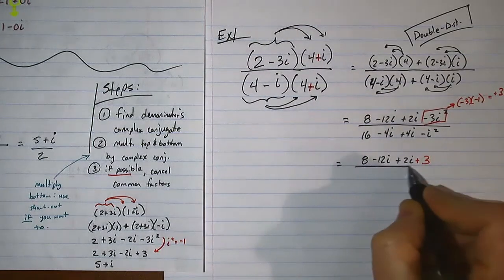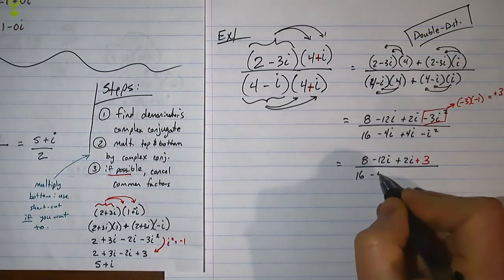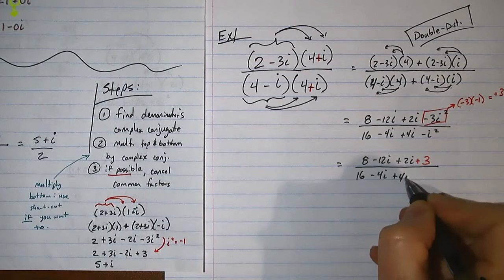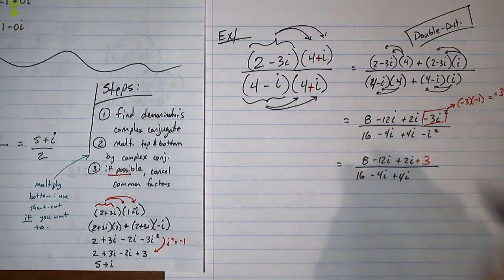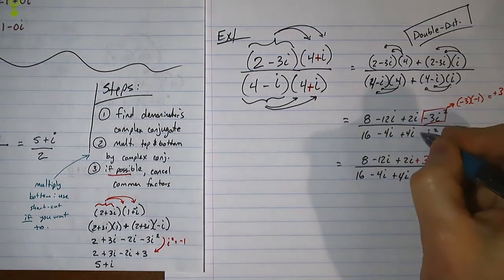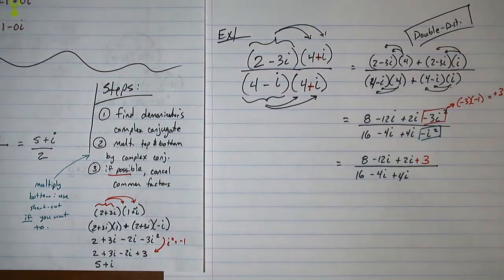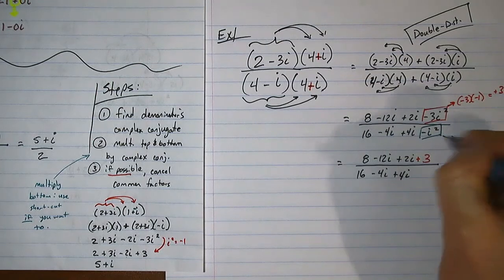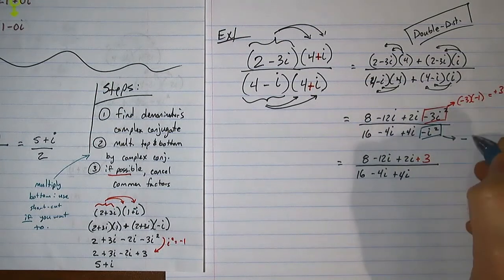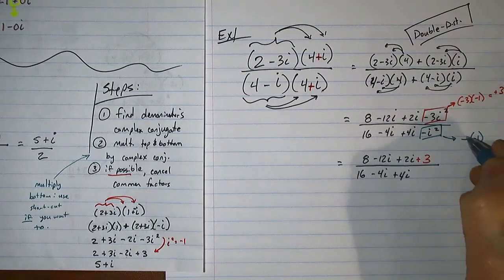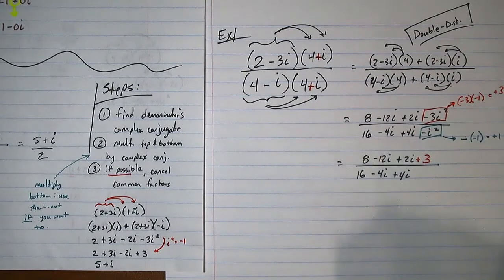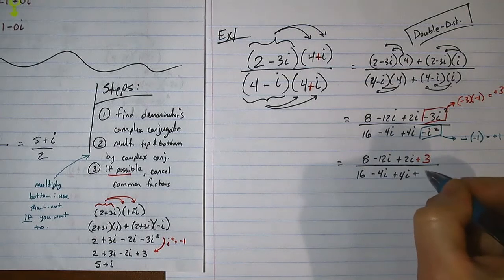In the bottom, same idea. Everything stays the same except for the fact that I need to simplify this i squared. Sorry, trying to change up the color and I couldn't grab my pen. There we go. So this is really a minus, and then i squared becomes -1. So it's a minus -1, which becomes a +1. And so that's what's going to go down in the bottom: +1.